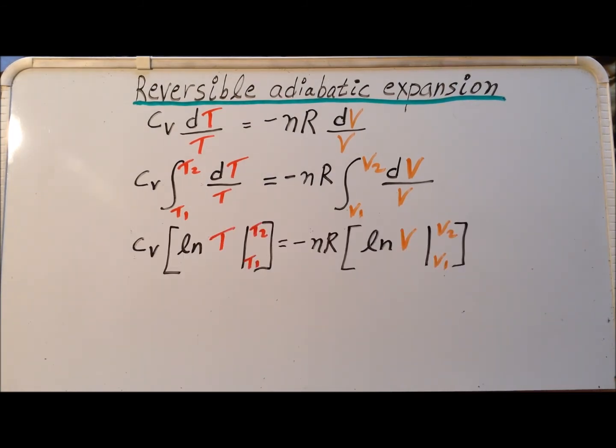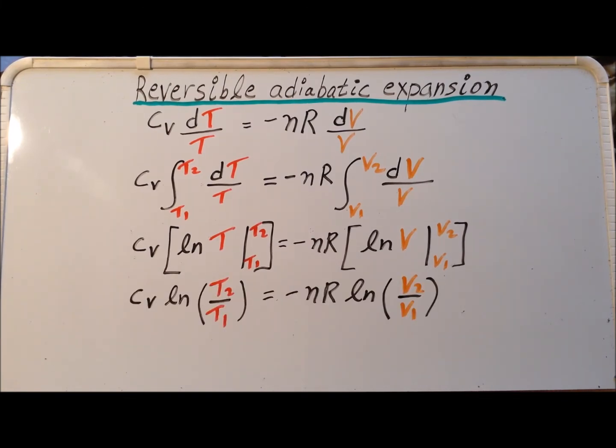Now we apply the fundamental theorem of integral calculus to get that the left-hand side is Cv times the log of T between the limits of T1 and T2, equal to minus nR times the natural log of V between the limits of V1 and V2. In the next step, we're going to make use of the properties of logarithms, that the logarithm of b minus the logarithm of a is equal to the logarithm of b divided by a. This gives on the left-hand side Cv times the natural log of T2 divided by T1 is equal to minus nR times the natural log of V2 over V1.